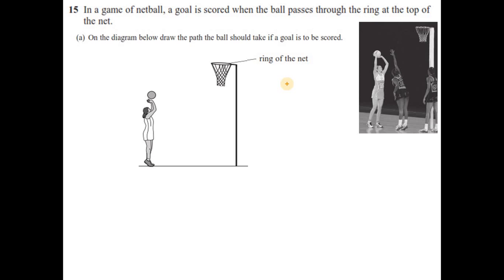15. In a game of netball, a goal is scored when the ball passes through the ring at the top of the net. On the diagram below, draw the path the ball should take if the goal is to be scored. It is a projectile. The ball should follow the path, something like this.